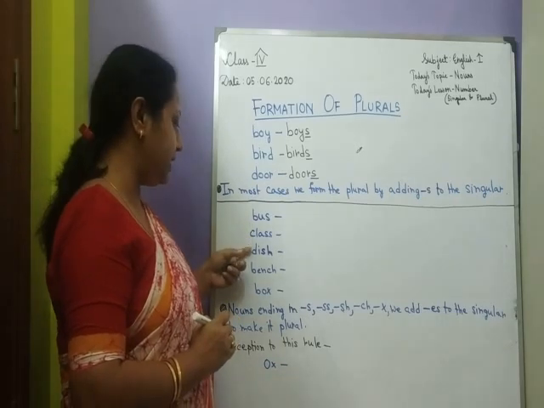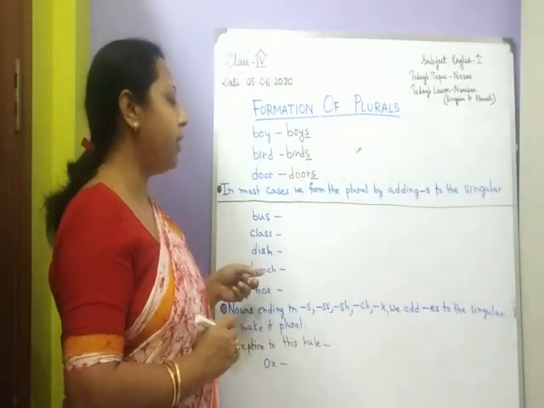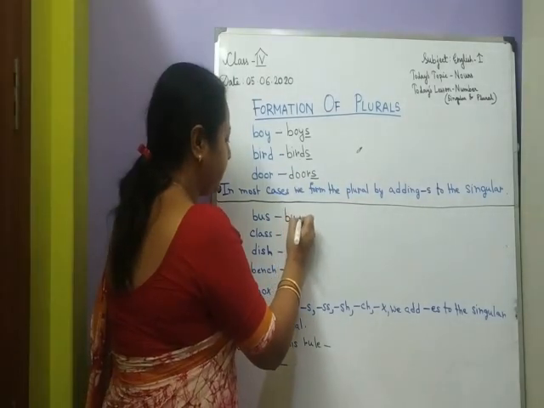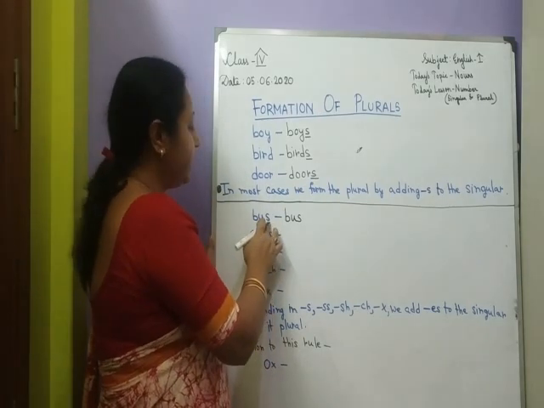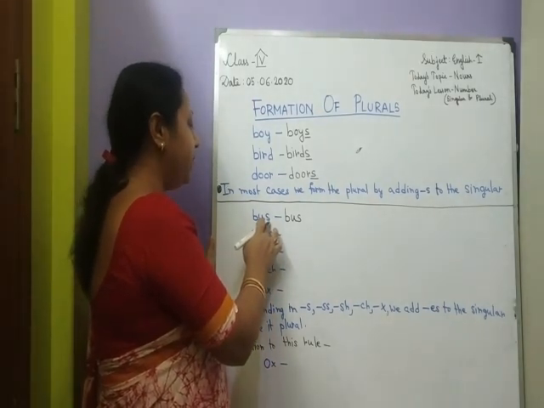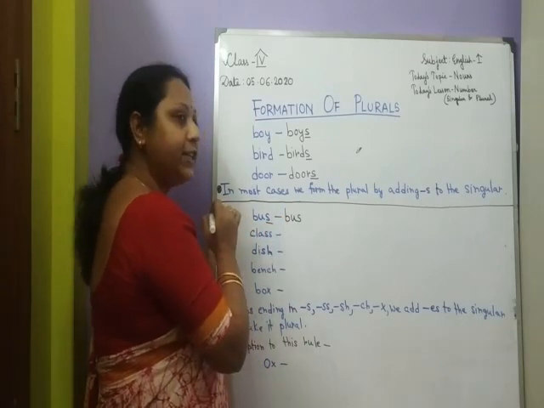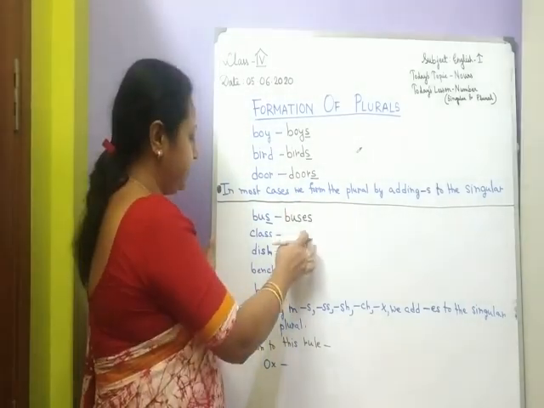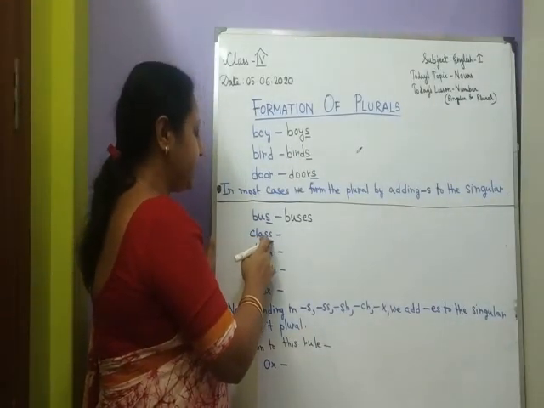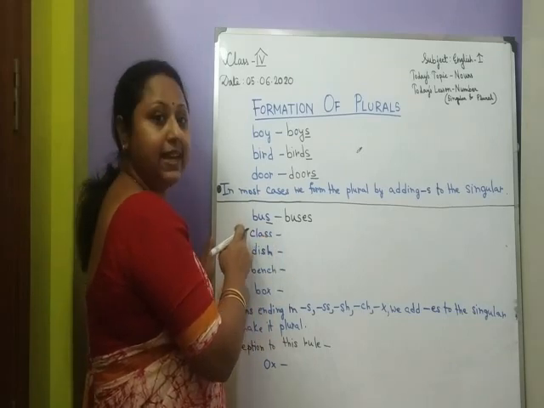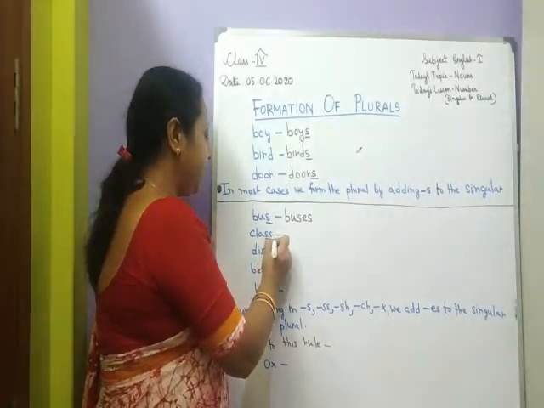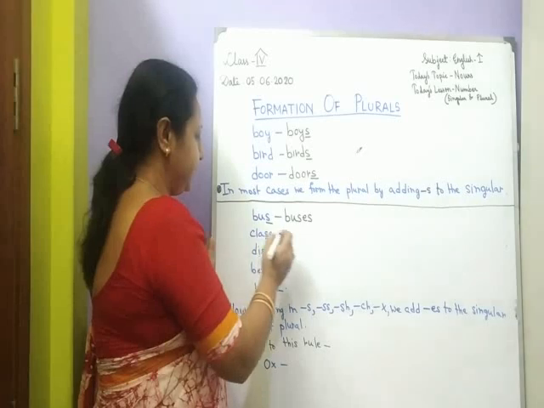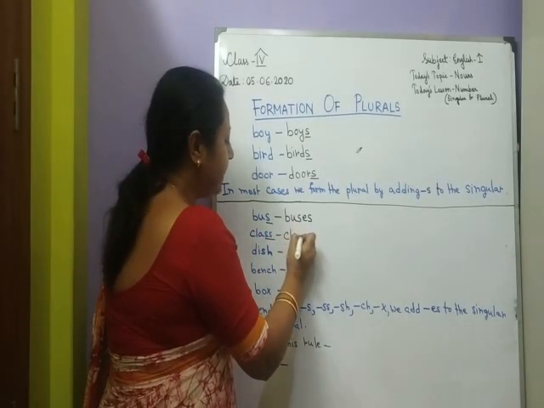Here also I have written some singular nouns. I will show you how to make them plurals. B-U-S, bus. Here the word bus is ending with the letter s. So to make it plural, we have to add es to it. Bus, buses. C-L-A-S-S, class. Here, the word class is ending with the letters s. So to make it plural, here also we will have to add es to it. So class will be classes.